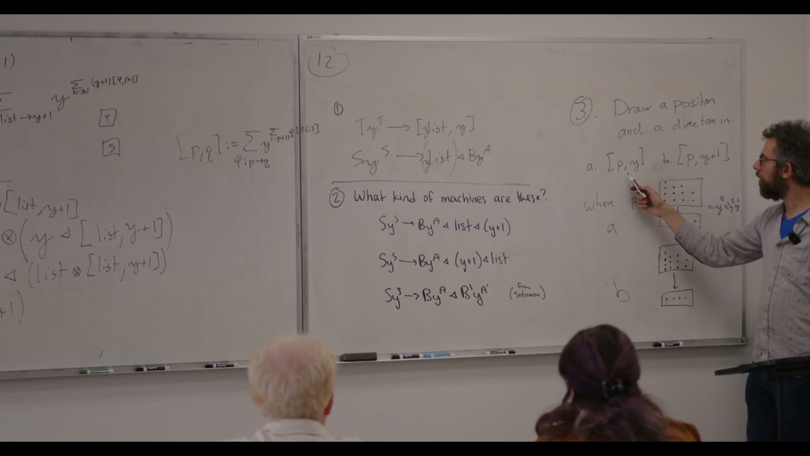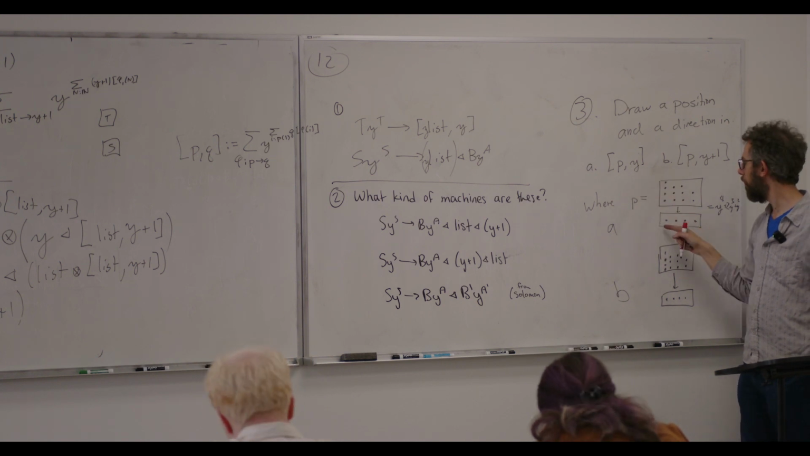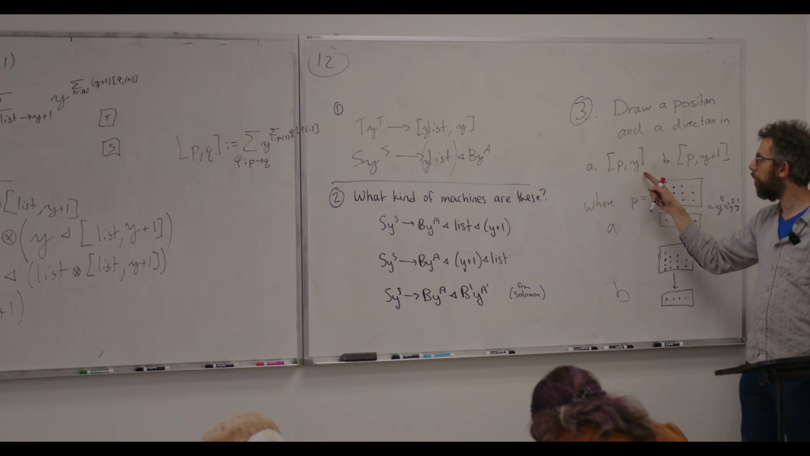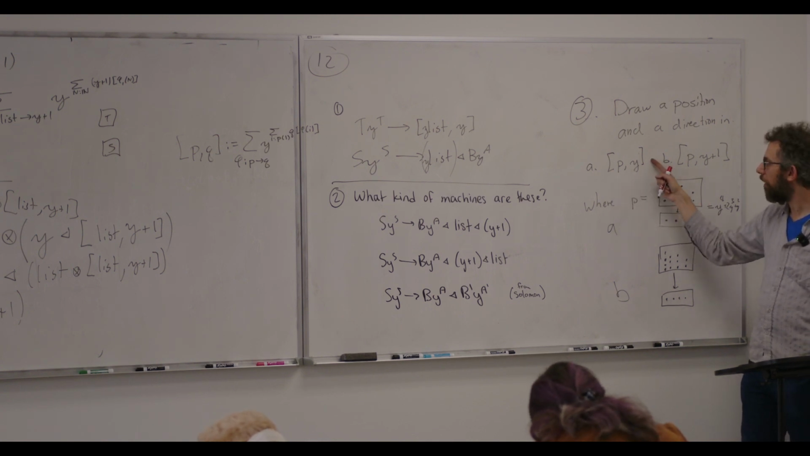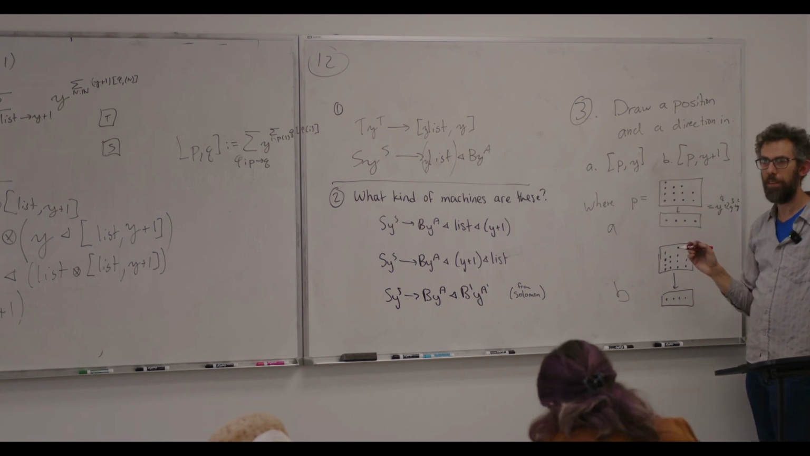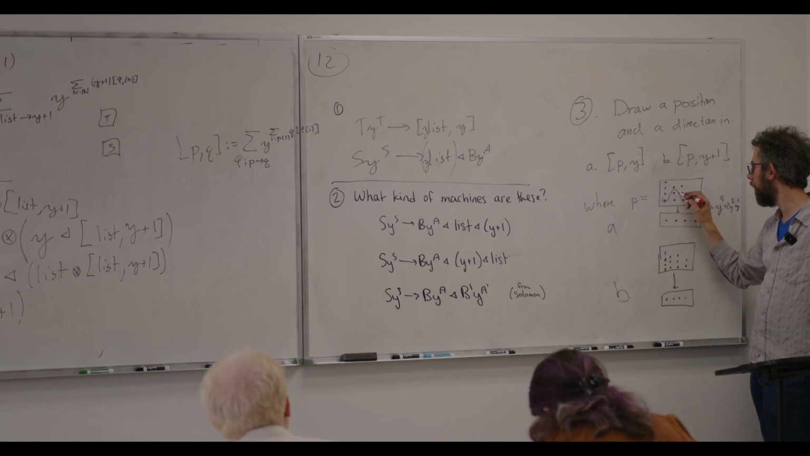So it's also called a global section. We wrote this as gamma. So for every position, it's a choice of direction. A map from p to y takes every position and gives you a direction there. So how would you draw it? Yeah, it's a global section. You pick, it's a snake.